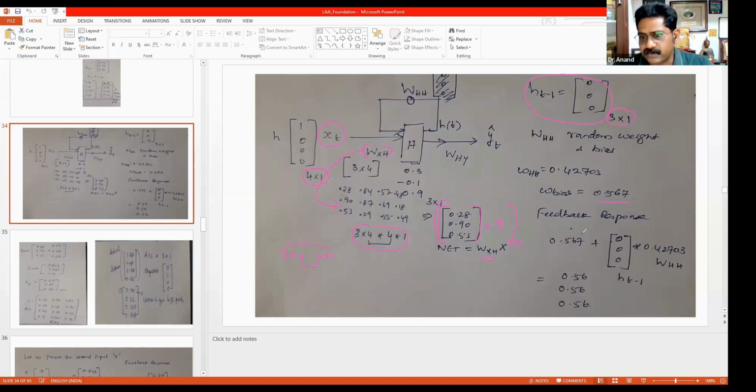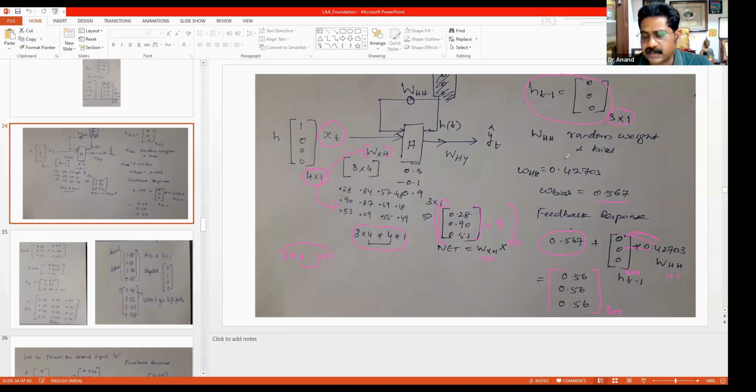Your bias value is 0.567 plus your HT minus 1, which is 3x1, and WHS is represented as a 1x1 scalar. Between these two, matrix multiplication is performed. So this is 0 multiplied by this, 0 multiplied by this, 0 multiplied by this. With that, you are adding a bias, 0.567. So the resultant, you get a 3x1 matrix operation with 1x1. You get a 3x1 vector again. What is this? This is your past memory scaled by your feedback weight, the randomly initialized weight.